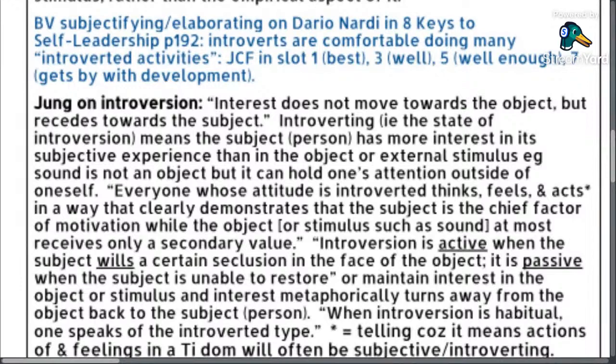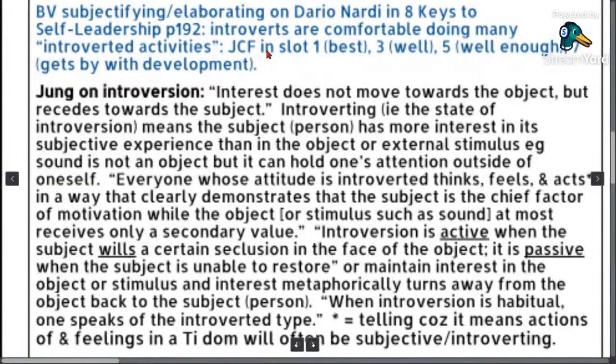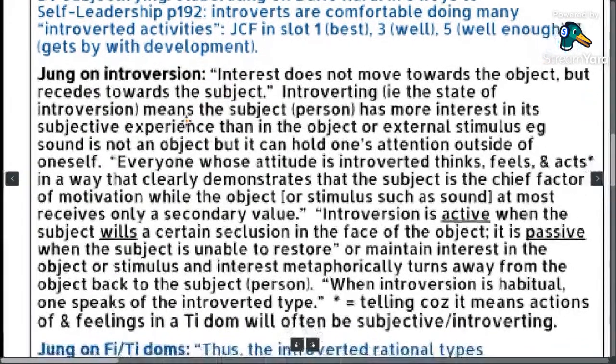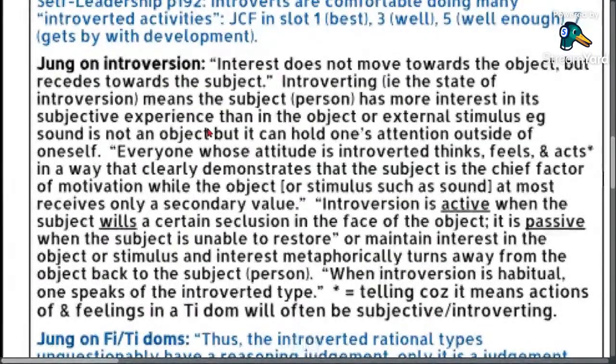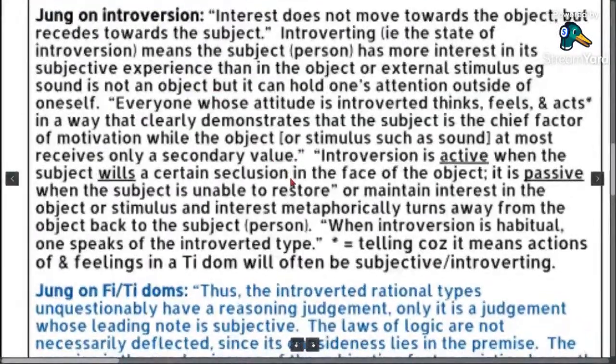Introverts are comfortable doing many introverted activities. So slot 1 best, 3 well, 5 well enough, 7 gets by with development. Again, the reason I put subjectifying is I've had to compress what Dario wrote in order to fit it in. He just basically wrote something like comfortable doing many introverted activities, especially basic ones. It's like even INTP is not bad at FI. Right. It's like ENTP can be good at SE. ENFP can be good at SE.